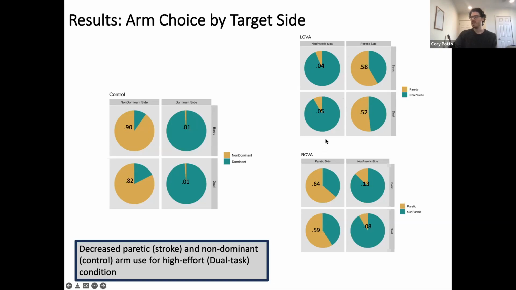So for RCVA, the results look similar, although you need to mentally flip these around. So the paretic side is now on the left. The non-paretic side is on the right. For the most part, they're using the right arm for the right, the left arm for the left. But we do see, again, for the dual compared to the basic condition, increasing use of the non-paretic arm, even though it's requiring them to cross over the midline.